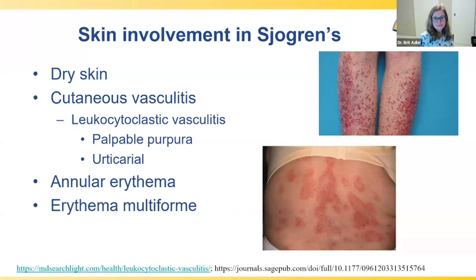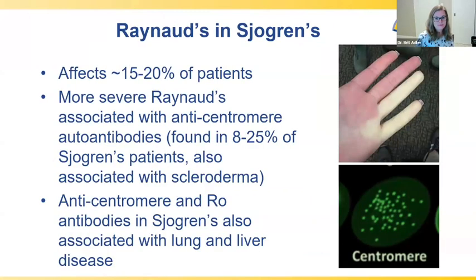And it causes a very distinct rash, which you can see on the top panel, where there are raised red spots called palpable purpura. And the most common type of vasculitis we see is called a leukocytoclastic vasculitis. Sometimes the vasculitis can look almost urticarial, like hives that don't go away. And then other dermatologic manifestations are erythema, annular erythema, and erythema multiforme, which is in the bottom panel. So again, it has very diverse cutaneous manifestations.